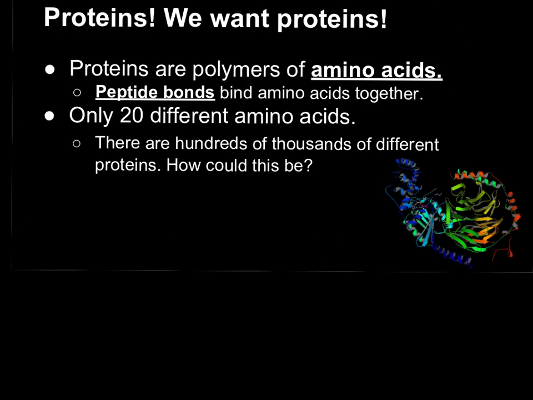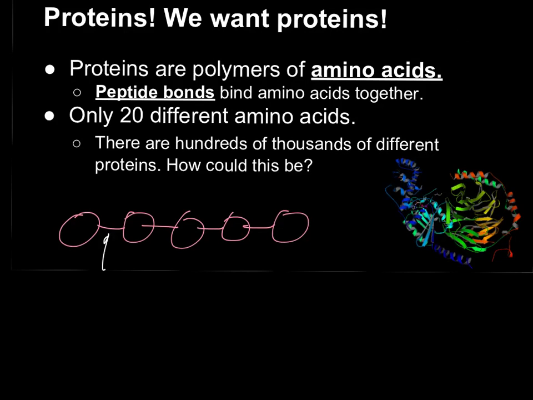Okay, so this slide says proteins. We want proteins, but we first need to understand really what a protein is. Proteins are polymers of amino acids. So if we have a bunch of, say these are little amino acids bound together, that's what makes up a protein. Between those amino acids, we have something called a peptide bond. It bonds those amino acids together.